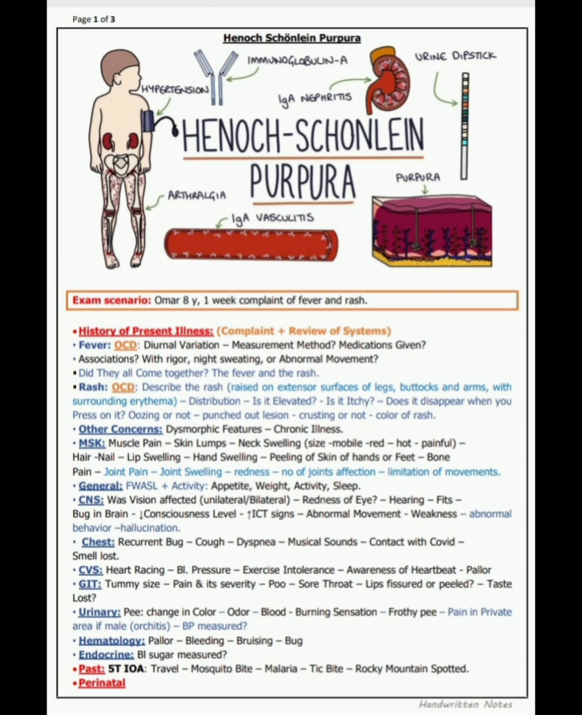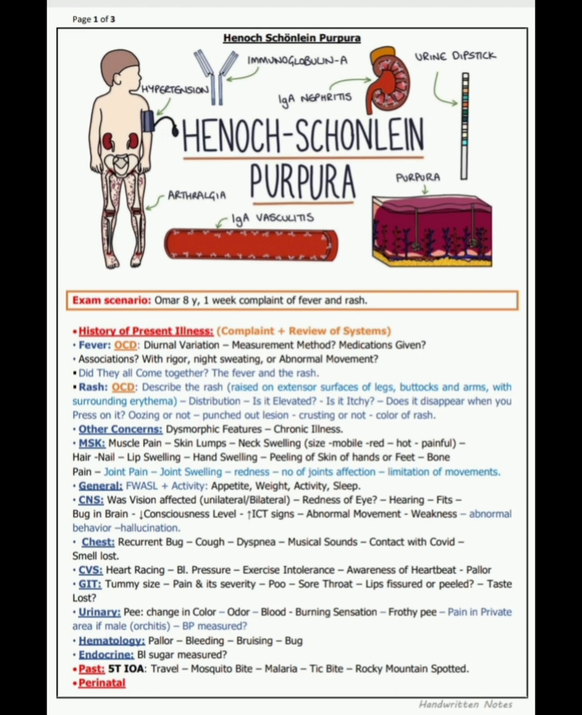Now generally we ask the FWSL; we all know fever, then weight history, activity, sleep. L is for lump or lymph nodes, plus activity, how active the child is. Whether appetite, weight, activity and sleep are affected or not, we ask. From CNS we ask: was vision affected, unilateral or bilateral, redness of the eye, hearing, fits, bug in the brain, decreased consciousness level, ICT signs, abnormal movement, weakness, abnormal behavior and hallucinations. So we are asking about redness of the eye and vision affected, that is conjunctivitis, and Kawasaki disease is associated with conjunctivitis. Now chest infection: we ask about recurrent infections, cough, dyspnea, any musical sounds, contact with COVID, smell lost or not.